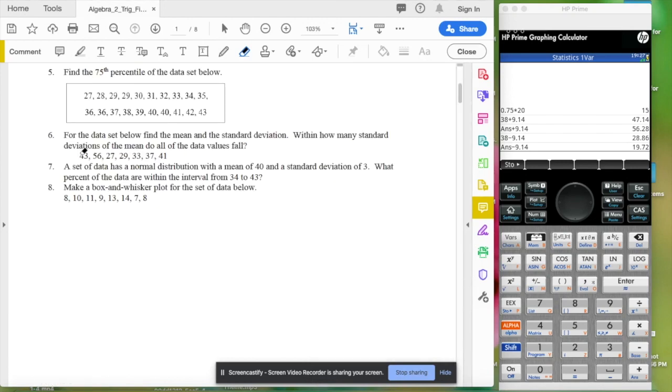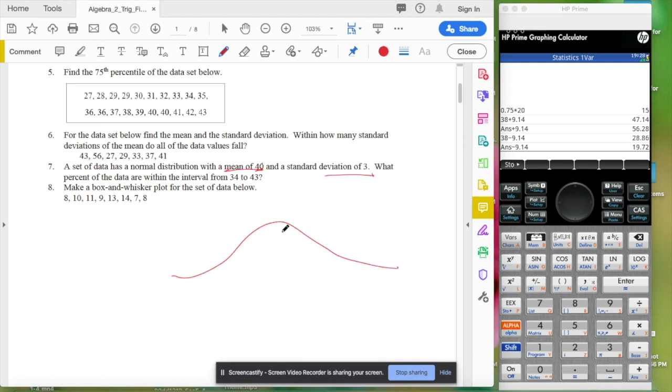So now we're gonna do number 7. Number 7 says that a set of data has a normal distribution with a mean of 40 and a standard deviation of 3. So what percent of the data are within the interval 34 to 43? So this one, they're giving you the mean and they're giving you the standard deviation.